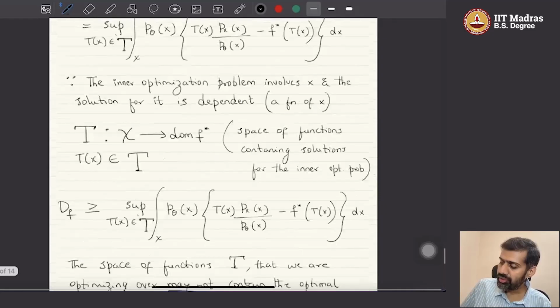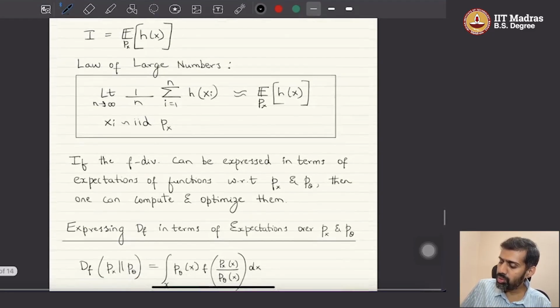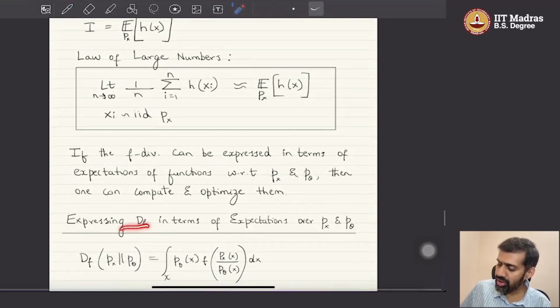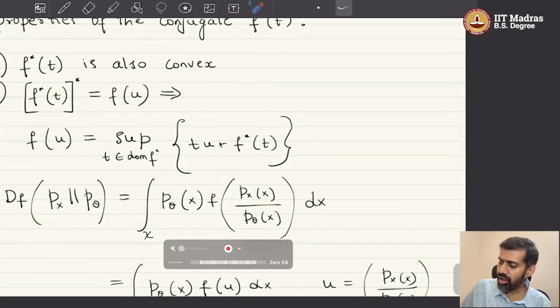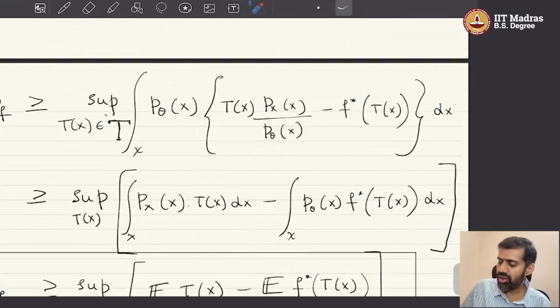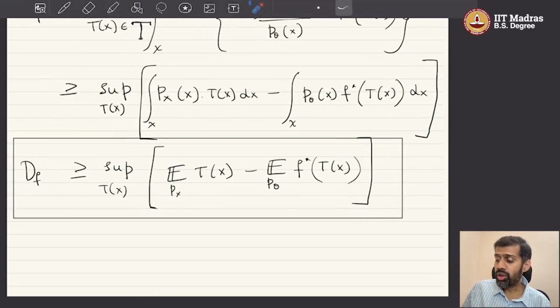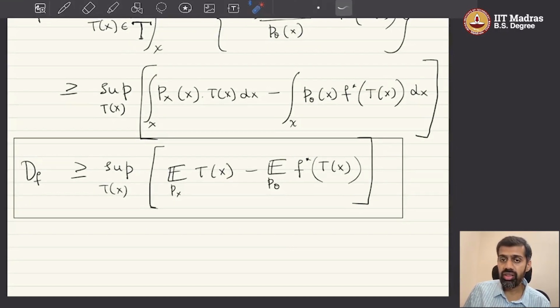Now let's look at our goal. Our goal was to express the f divergence in terms of expectations over px and p theta. We accomplished that by constructing a lower bound on the f divergence. Okay, so now this is the objective that we wanted to achieve in this particular lecture. So now we have expressed the f divergence in terms of the expectations over px and p theta.